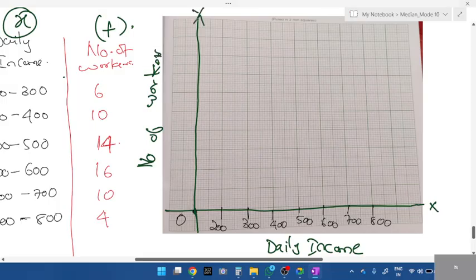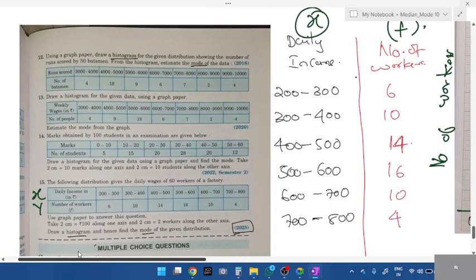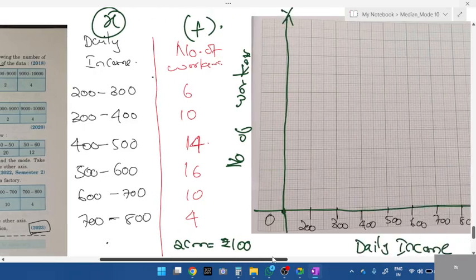Y-axis. Now, let us go back to the scale. What they have given: take 2 centimeter. This graph itself is a 2 centimeter graph. What do you mean by that? They have told us to take 2 centimeters equals to how much? Rupees 100. And the next 2 centimeter is equals to two workers on the other axis.